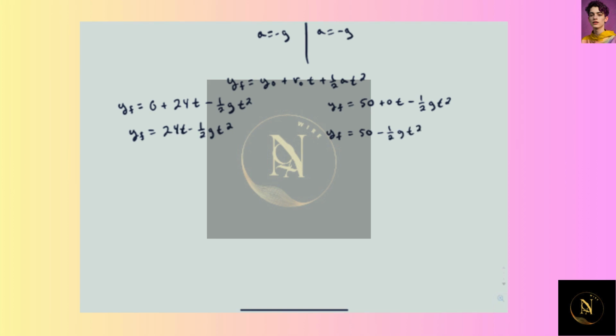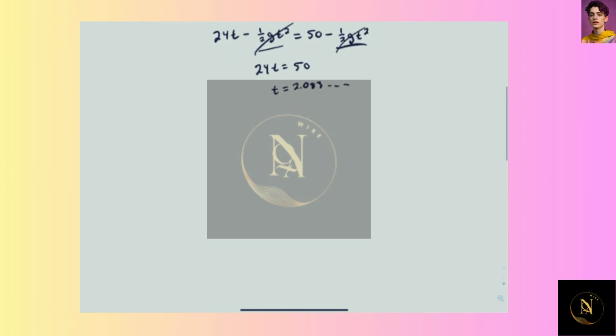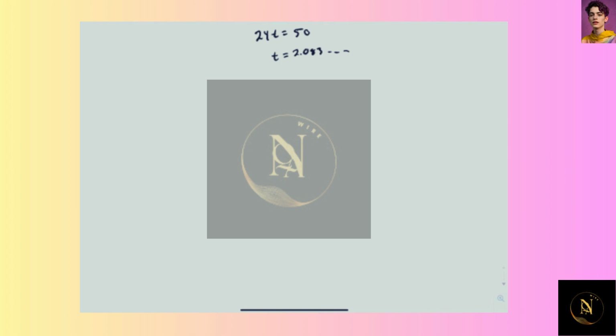And now we can just set these two equal to each other and solve for time. So 24t, and you can see now that these two terms are going to cancel nicely, so they're just gone. And we get 24t equals 50. So t is around 2.083, but I'm not going to round yet. And now we have the time at which they collide.